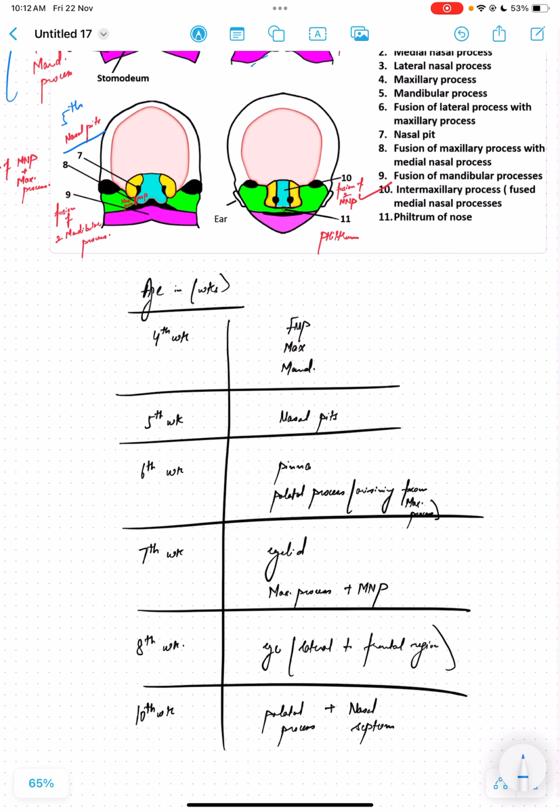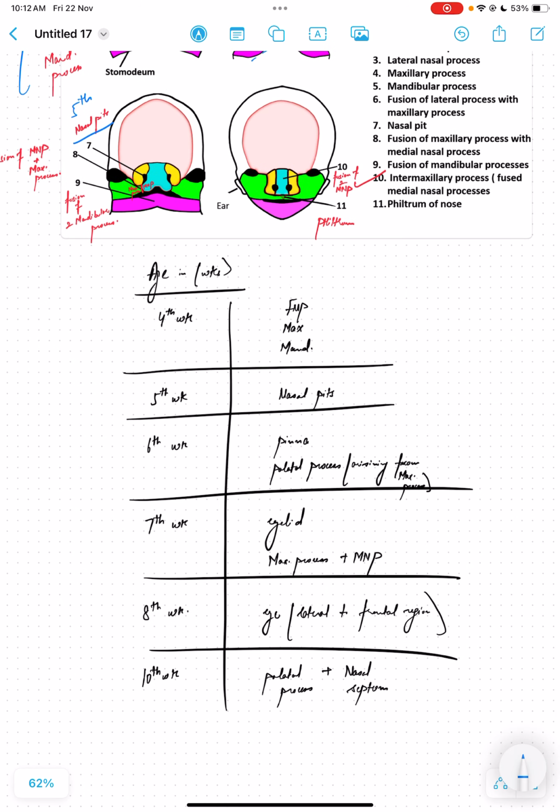At the 8th week the eye that are present laterally in the region of ear will move forward in the frontal region where the eyes are normally present, and at the 10th week there will be the fusion of palatal process along with the nasal septum. So 4th week, 5th week, 6th week, 7th week, 8th week and 10th week. 4th week is just three things: frontonasal process, maxillary process and the mandibular process. At the 5th week we have the nasal pits. At the 6th week we have just pinna, and the palatal processes arising from maxillary process.